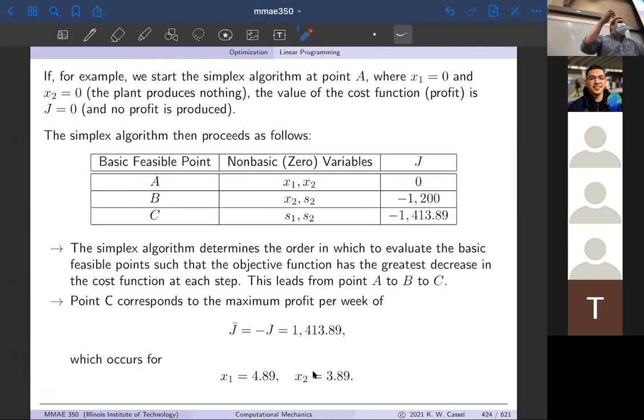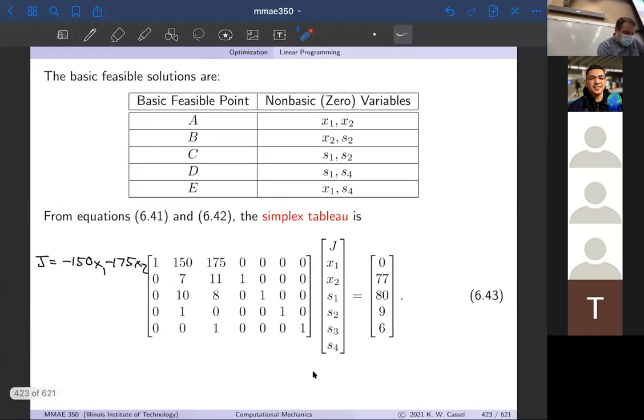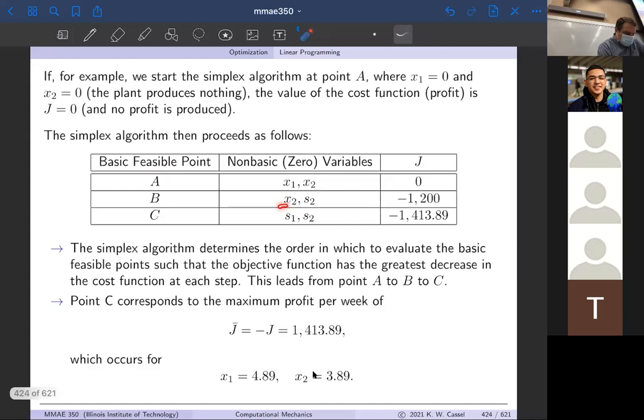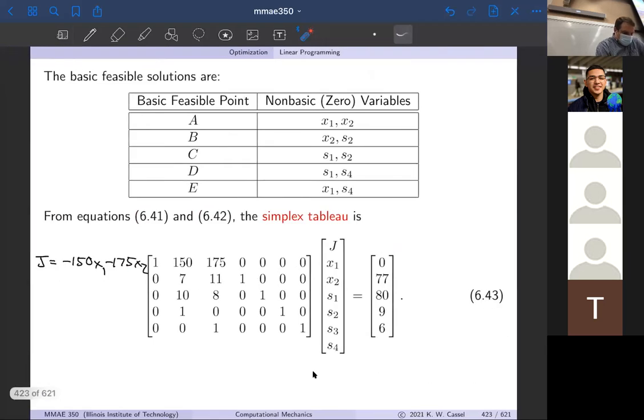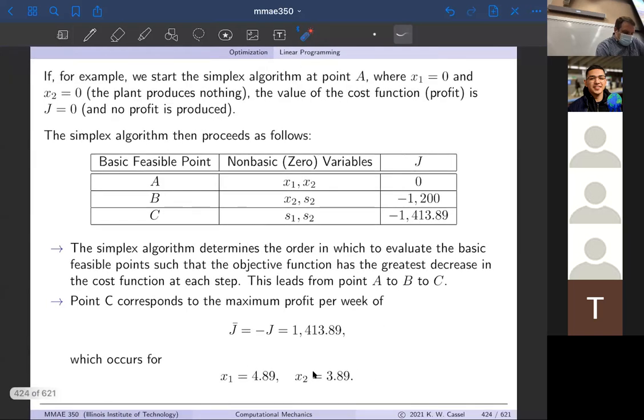Now, remember what we're trying to do. As I go from point to point, I want the value of J to decrease. So I'm going to go either from A to B or A to E. I'm going to go from A to B, and let's see if it actually decreases. At point B, x2 and s2 are 0. So at point B, I can determine that J is equal to minus 1200. Now you think, wait, I'm trying to maximize profit. Well, yeah, remember, J is the negative of the profit.